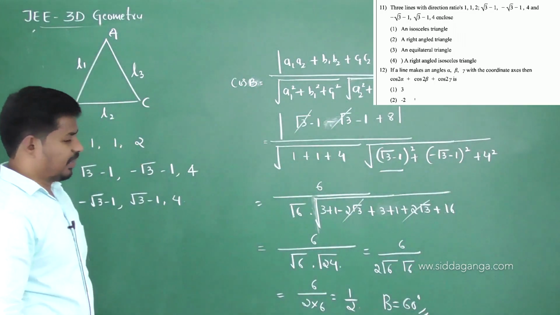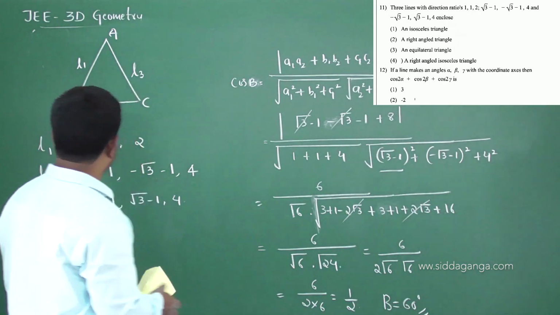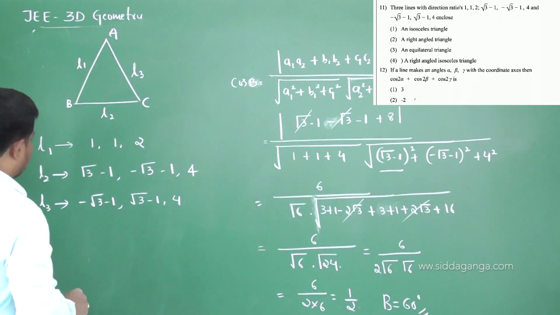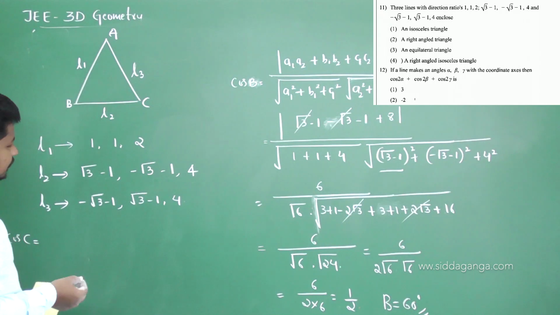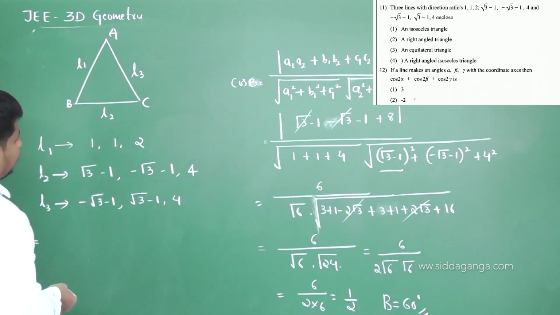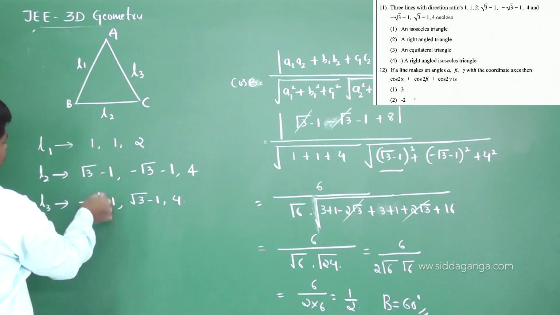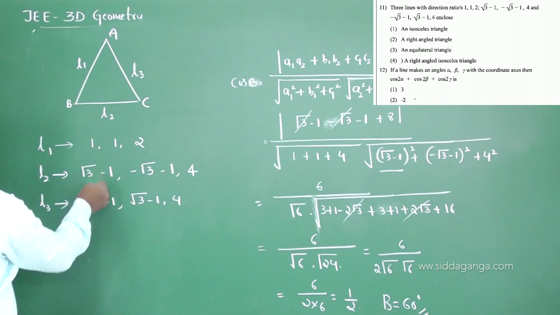B is 60 degrees. In the same way, let me find the angle between L2 and L3. For L2 and L3, cos C is given by A1 A2 plus B1 B2 plus C1 C2. For these two lines, this is A1, B1, C1 and A2, B2, C2, the product of these two.